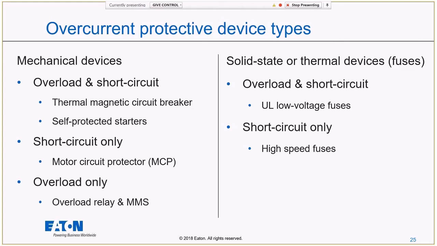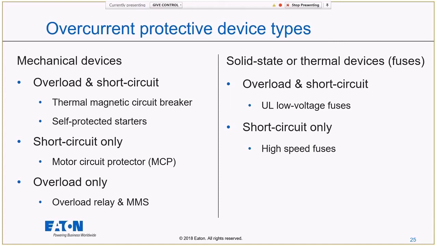A thermomagnetic circuit breaker is going to have both overload and short circuit protection. Self-protected starters also do that, but we typically think about the thermomagnetic circuit breaker as that mechanical device. Sometimes I've got a motor circuit protector. A lot of times we see that inside motor control center buckets. It looks just like a breaker, but it's short circuit protection only. And then I have overload-only devices that I usually pair with that motor circuit protector to make sure I get short circuit and overload protection, something like an overload relay.